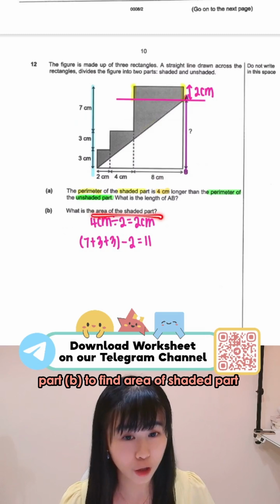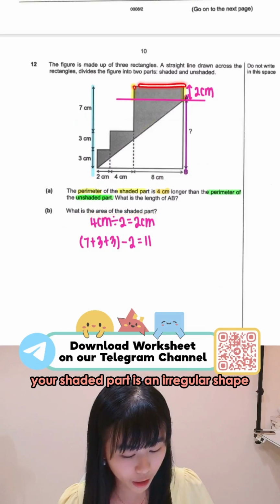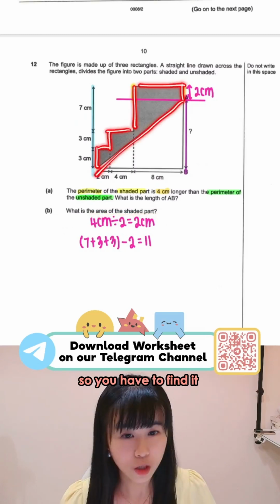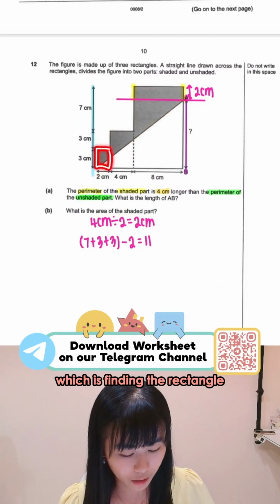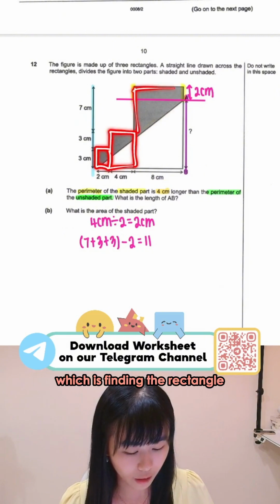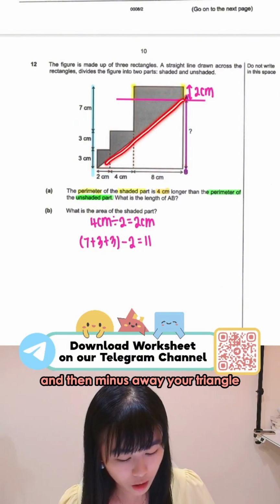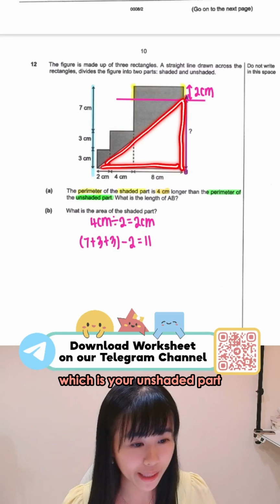Part B, to find area of shaded part. Your shaded part is an irregular shape. So you have to find it in an indirect way, which is finding the rectangle, rectangle, rectangle, and then minus away your triangle, which is your unshaded part.